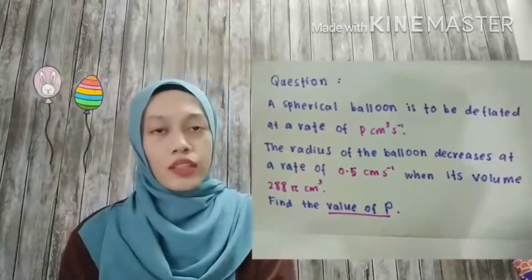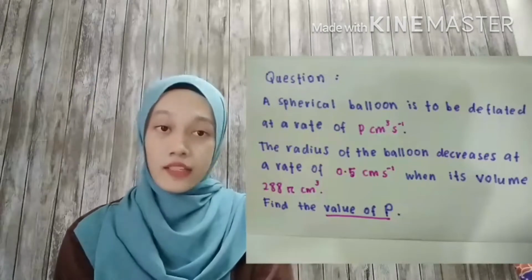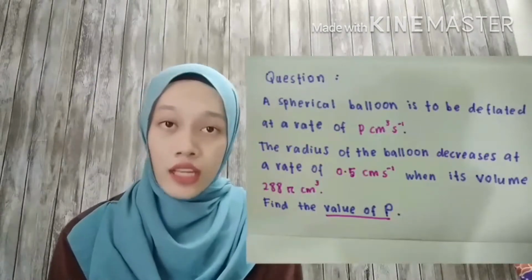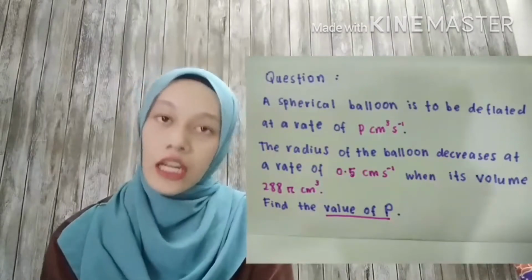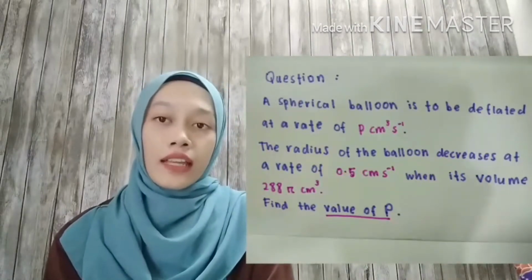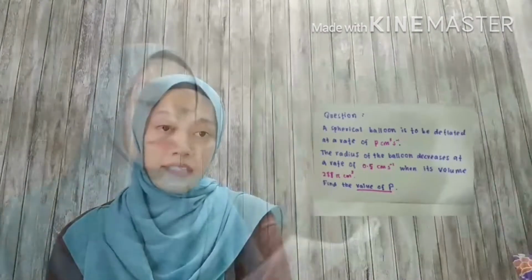A spherical balloon is to be deflated at a rate of p cm³ s⁻¹. The radius of the balloon decreases at a rate of 0.5 cm s⁻¹ when its volume is 288π cm³. Find the value of p.